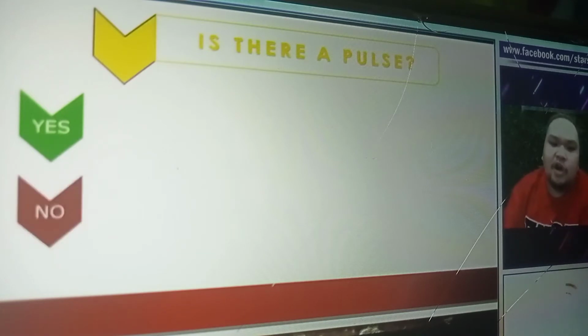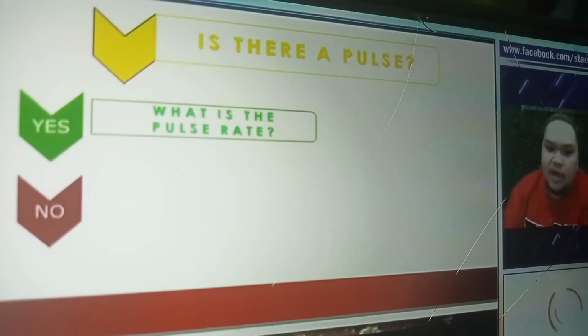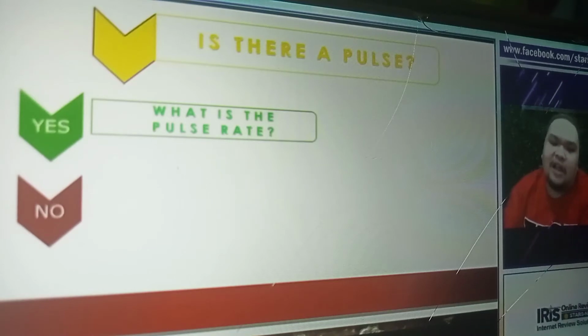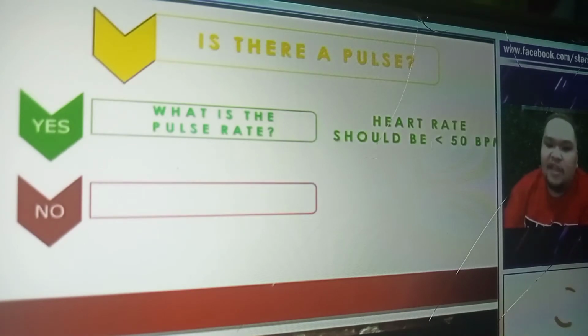Now, once the team member says there is a pulse, the next question of your team leader would be, what is the pulse rate of your patient? Why? Because there is a certain category in which we can only use your bradycardia algorithm. The pulse rate of the patient should be less than 50 beats per minute for you to use that algorithm.